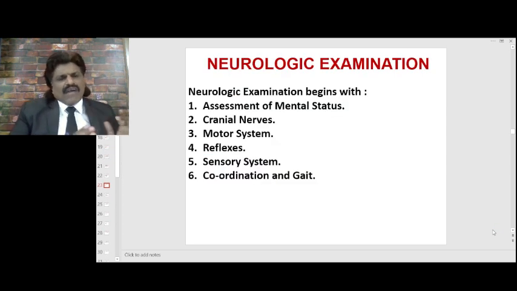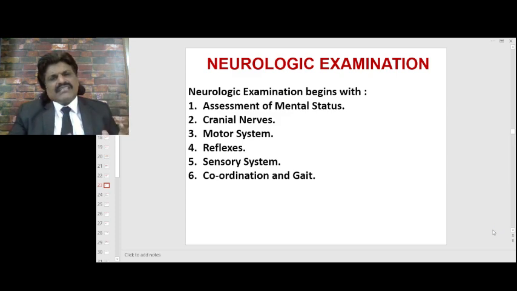Right. Now, having made a preliminary general physical examination related to neurological conditions, now we will see the neurological examination per se. The neurologic examination begins with assessment of mental status, the cranial nerves, the motor system, reflexes, sensory system, coordination and gait.